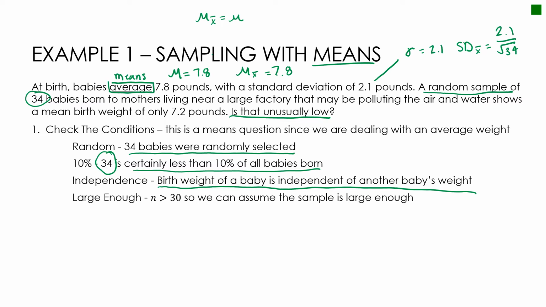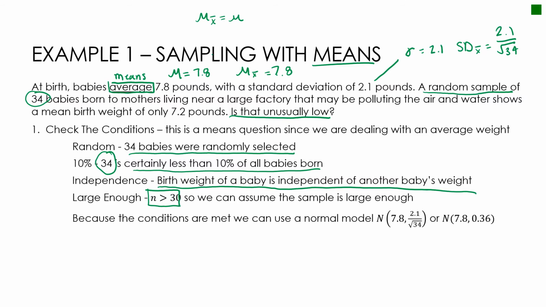And then large enough sample, we're looking for n greater than or equal to 30 or a nearly normal distribution. And yes, n is greater than 30, so we can assume the sample is large enough, but obviously weight is a normally distributed variable anyway.